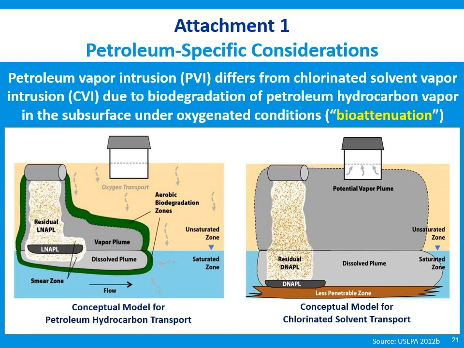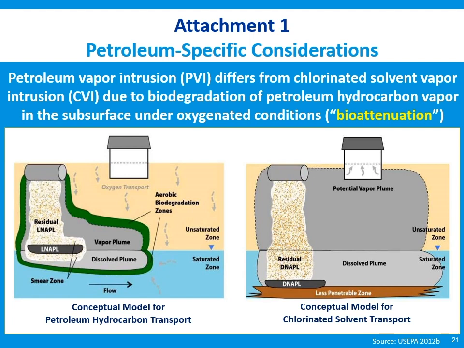Thank you, Dan. When petroleum is the contaminant of concern, there are a few additional considerations. Petroleum vapor intrusion, also referred to as PVI, differs from chlorinated solvent vapor intrusion, or CVI, due to natural biodegradation of petroleum hydrocarbon vapors in the subsurface under oxygenated conditions, also known as bioattenuation. In the diagrams at the bottom left, the bioattenuation zone is shown in green.